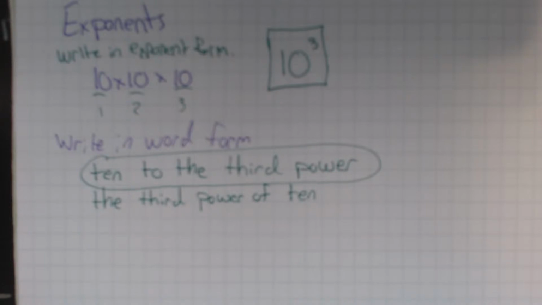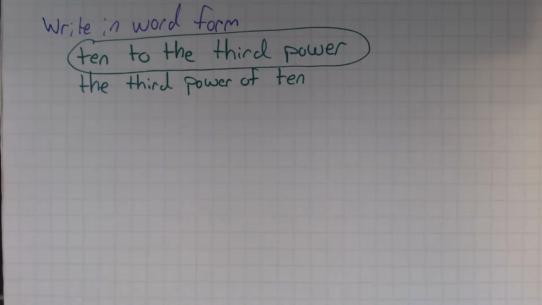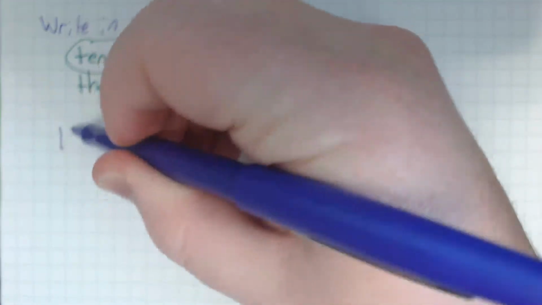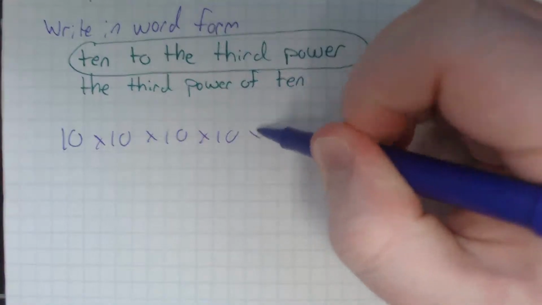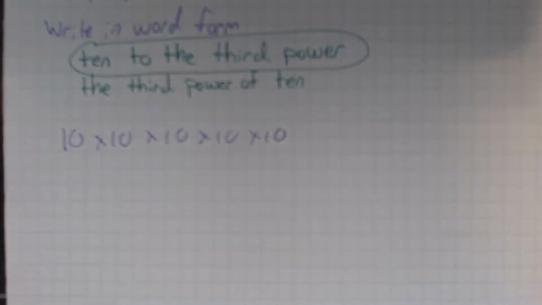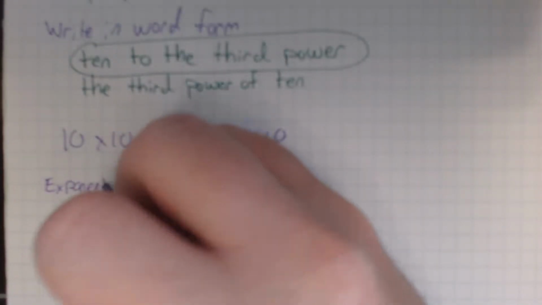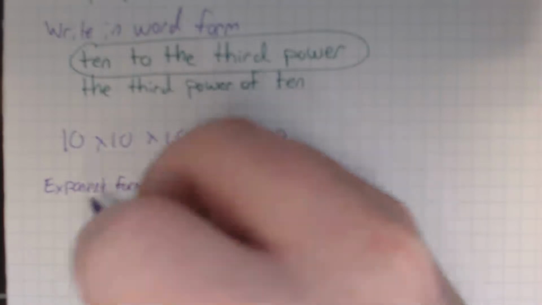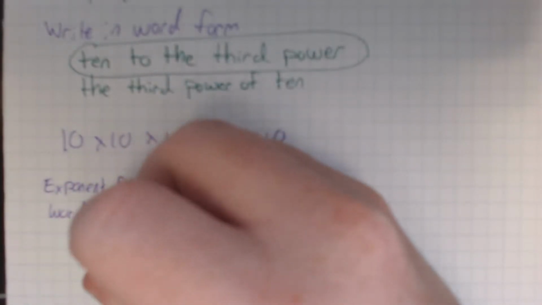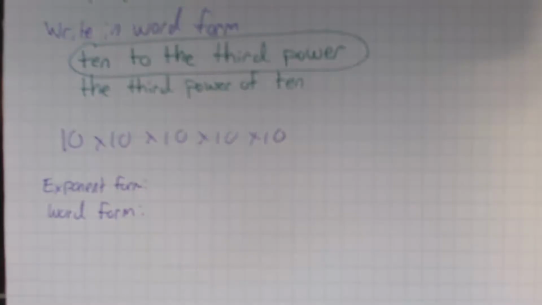Okay, so I'm going to scooch this up a little bit. And our problem is going to be 10 times 10 times 10 times 10 times 10. And I'm going to put this in both exponent form and word form. So I'm going to put exponent form and word form. So we have exponents and words.